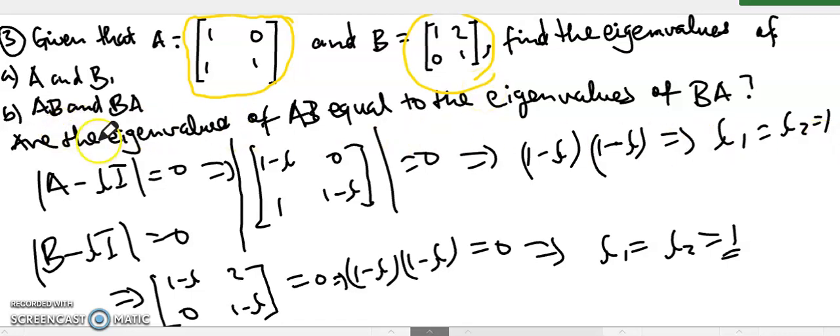Now we need to solve for matrix AB and matrix BA. To do that, we first need to multiply. AB simply means multiplication, and BA is also multiplication. Let us see how to handle this question, which is the second question in this video. Stay tuned and enjoy.